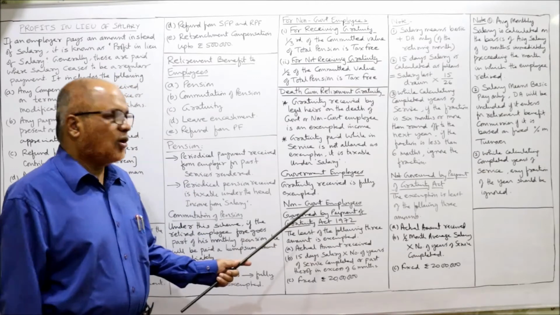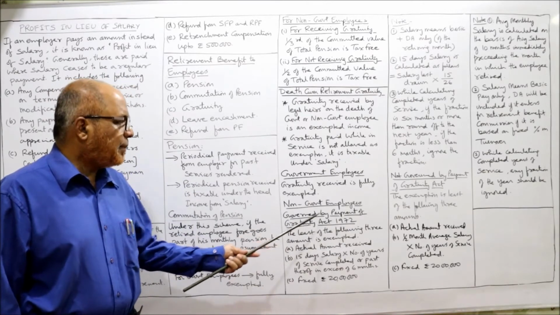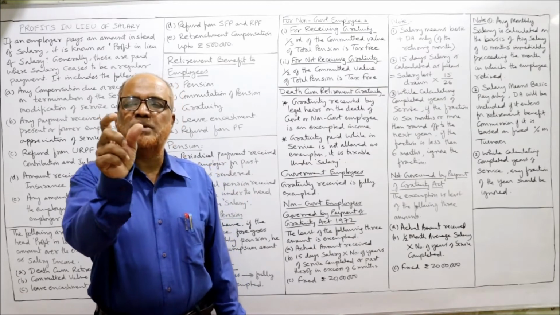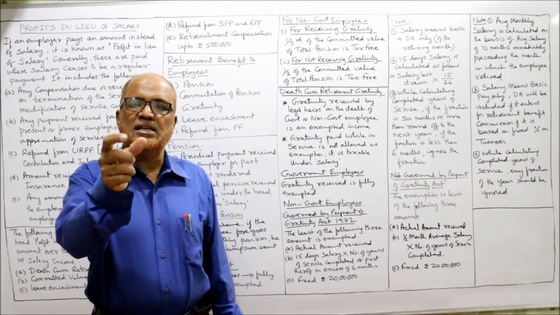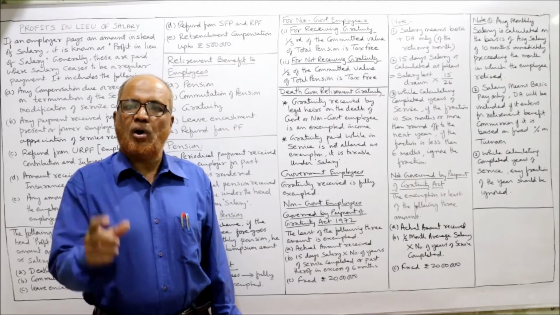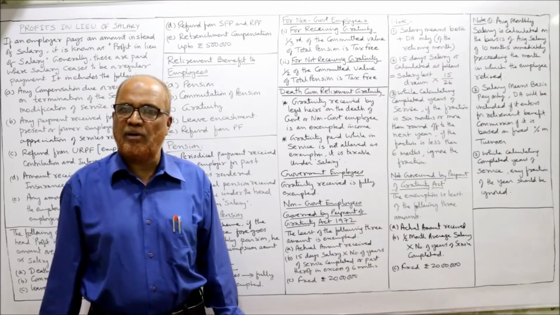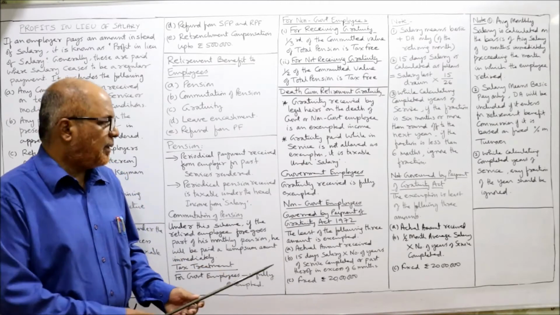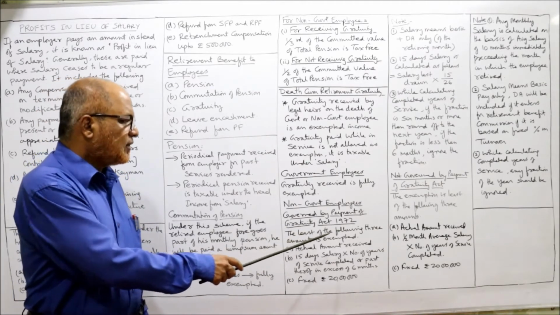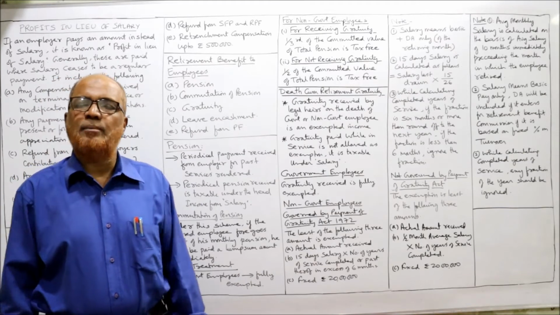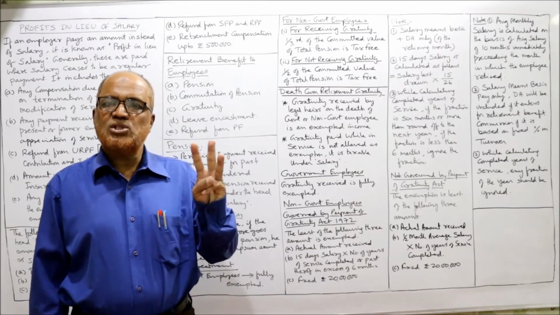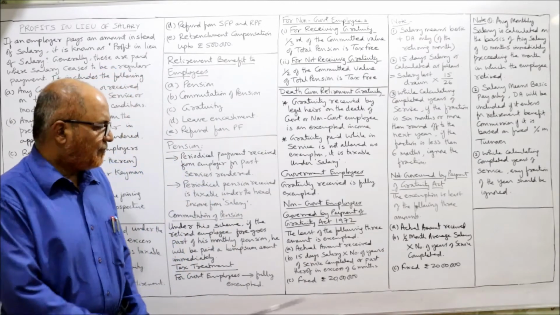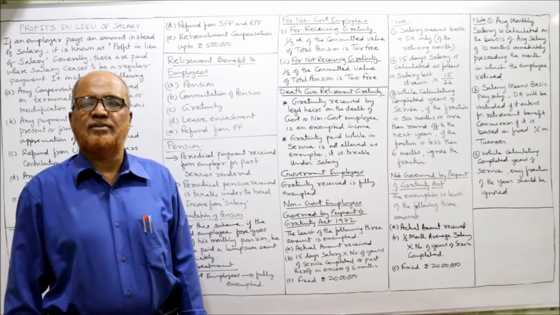First, non-government employees governed by the Payment of Gratuity Act 1972. When we do the problem, it will specifically be given that the employee is governed by the Payment of Gratuity Act or is not governed by it. For those employees who are governed by the Payment of Gratuity Act, the least of the following three amounts is exempted. The income tax provisions are given. Least of the three is exempted, the remaining is taxable. What are the three? First one, actual amount received.